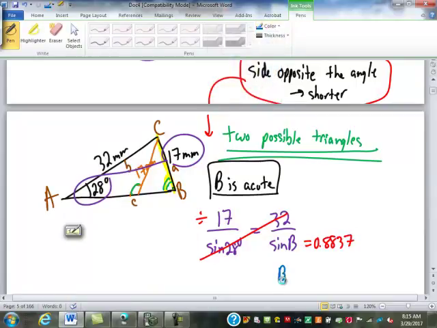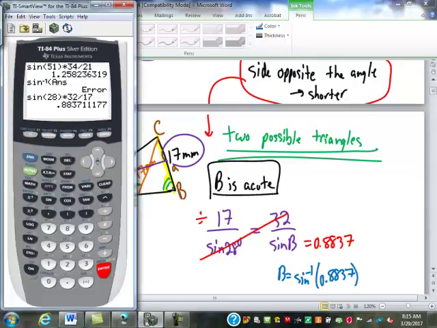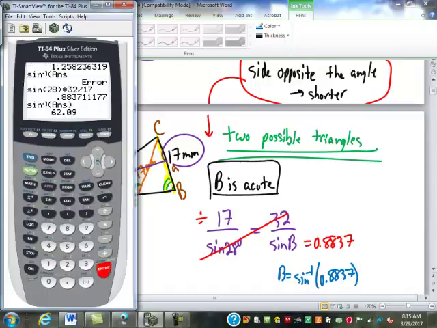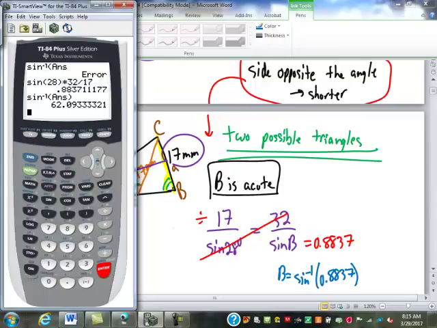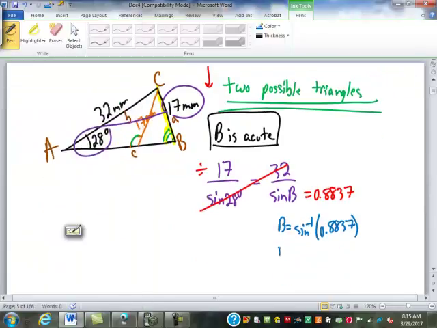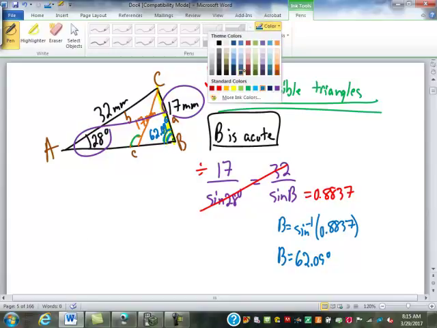Which implies that B is the inverse sine of 0.8837. Now, I leave it in my calculator so I don't have this huge round-off error. Notice I still left it there. I'm just going to do second sine, then second answer. And it gives me 62.09 degrees. So this is 62.09 degrees here for angle B. Should be down by the equal sign.